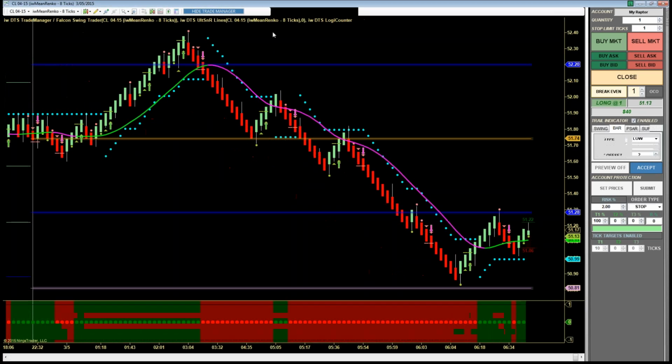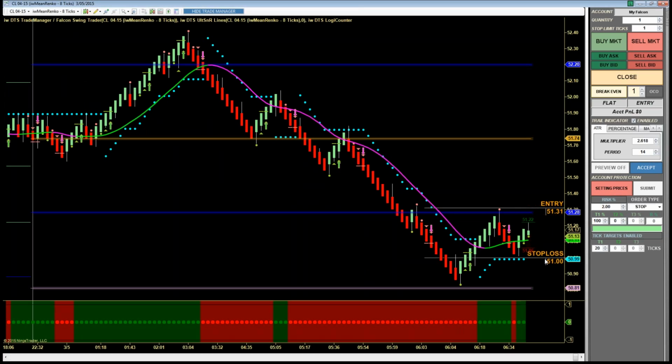And now crude on the Falcon, working on a trend change signal. I'm not sure it's going to print here. We're still just getting the warning dot. I could set up kind of a just in case type trade above this swing high.